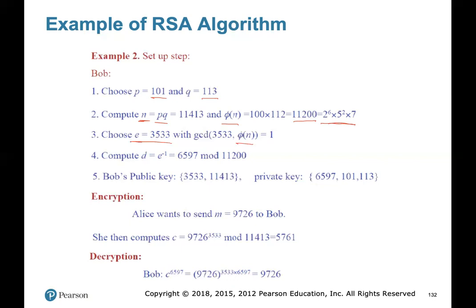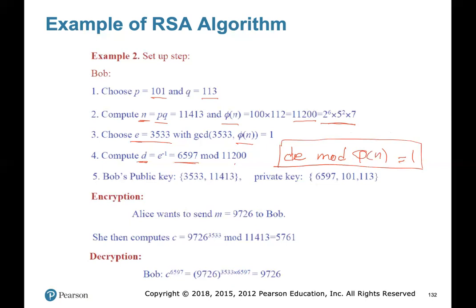So here we use E of 3,533, and then we compute D in a way that E times D mod phi N is 1. So our D is 6597. This is the D that we have calculated. You remember we said that D times E mod phi N should be 1. This is a property that we should satisfy when choosing D. So this D fulfills this requirement.